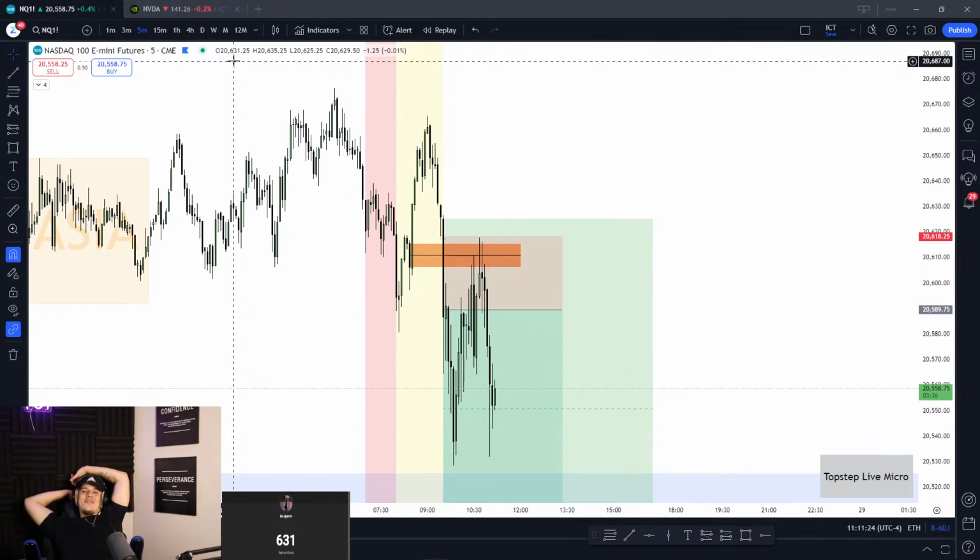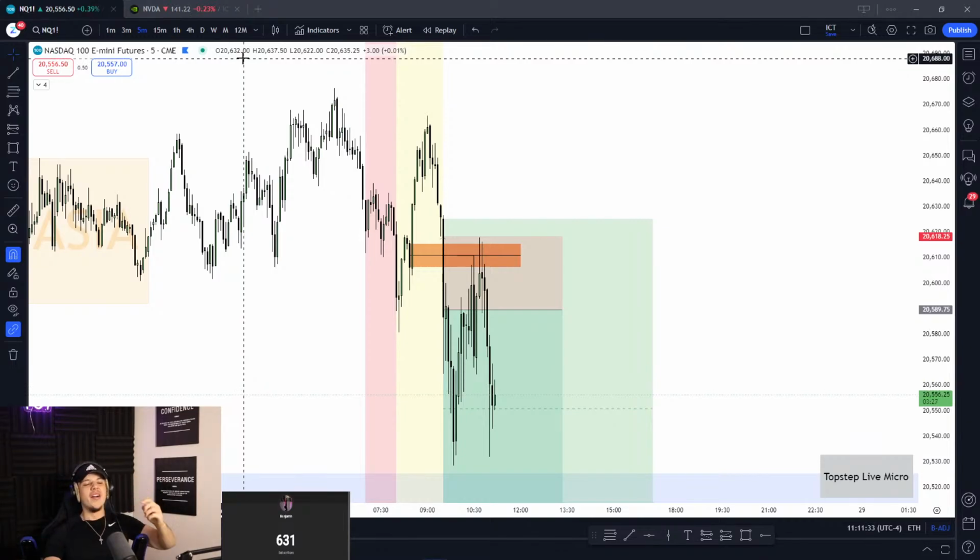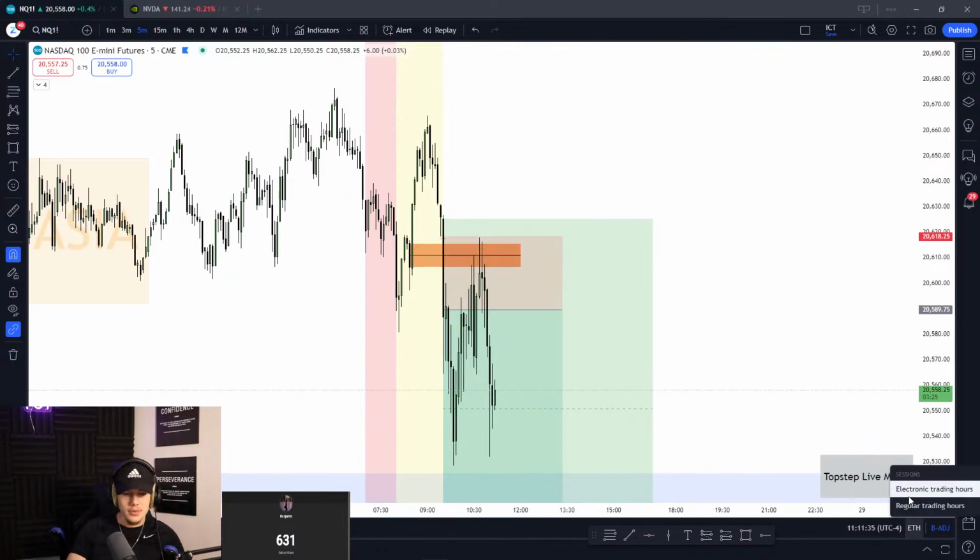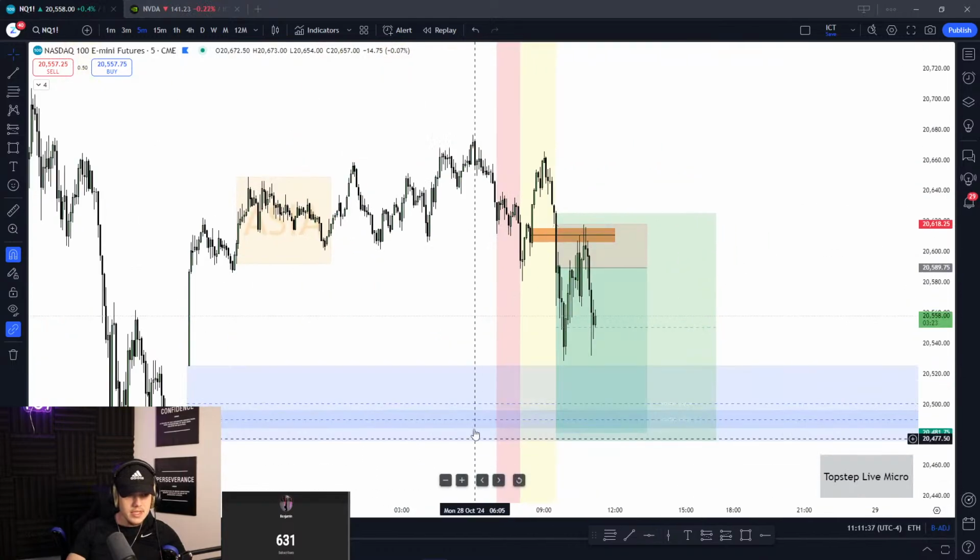Man, if it was just a draw on liquidity that would keep me in this trade, I'd get off of it. I'd close it. The fact that we haven't even touched the new week opening gap yet is crazy.